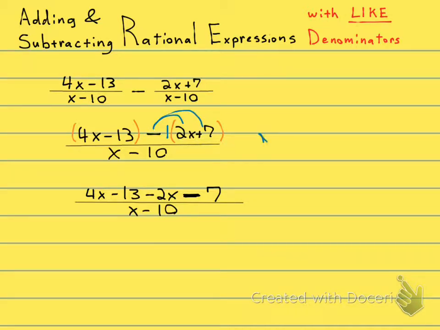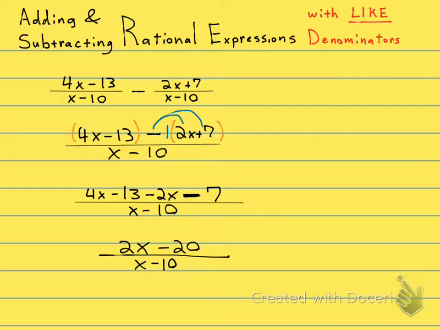All right, let's put the numerator together. I'll combine my like terms. So I have 4x minus 2x. What does that give you? Well, that's going to give you 2x. And then I have -13 minus 7. -13 minus 7 is minus 20. Okay, all over my common denominator.